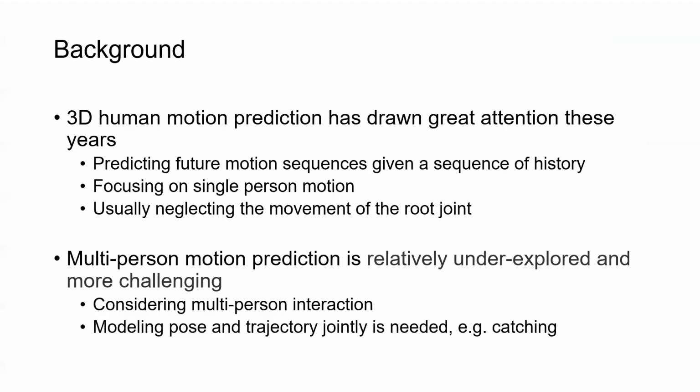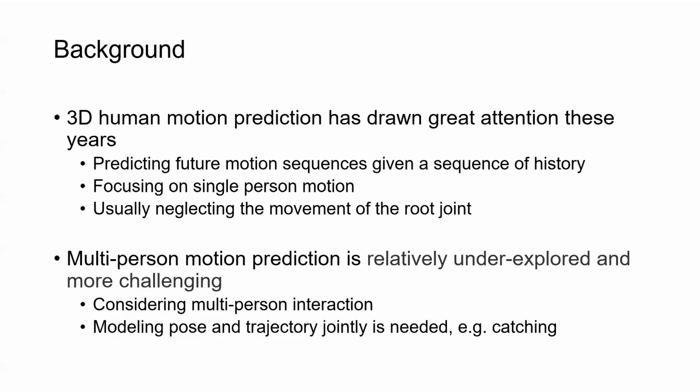This task is about predicting future motion sequences, given a sequence of history, and most studies are focusing on single-person motion. And these studies usually neglect the movement of the root joint, which means they always center all the poses at the origin. While multi-person motion prediction is relatively underexplored and more challenging. First, we need to consider modeling the multi-person interaction. And another problem is we need to model pose and trajectory jointly.